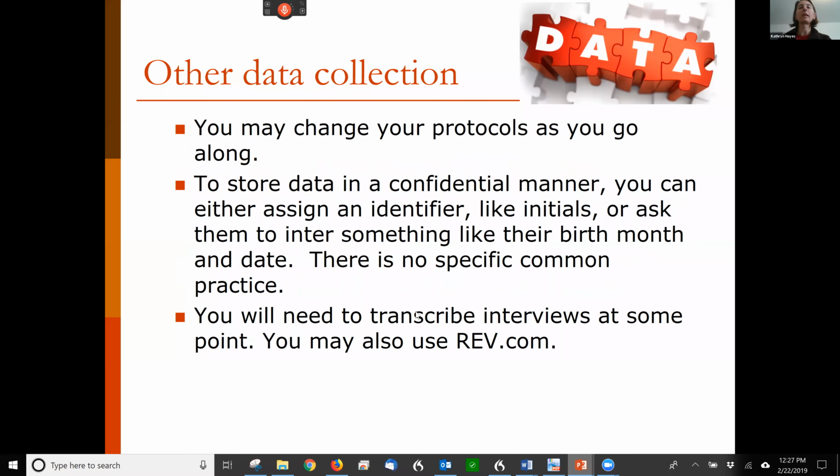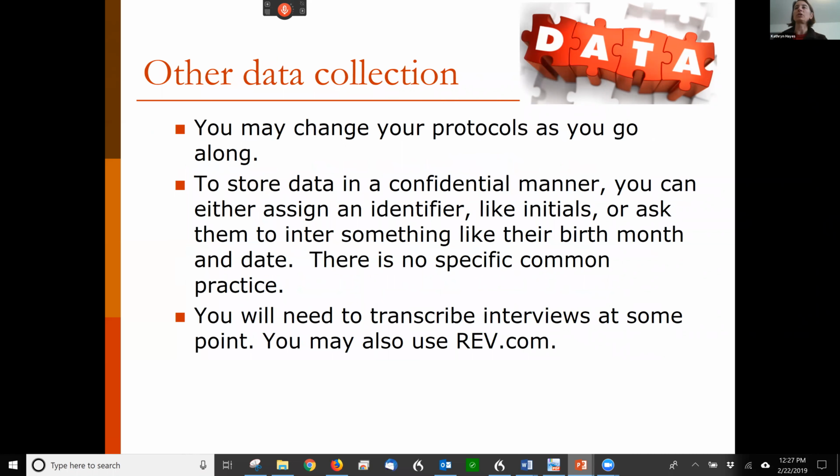I mentioned this before, but you also may change your protocol as you go along. This is a pilot study, and one of the big reasons for a pilot study is to actually revise your data collection protocol so that they are in really good shape for your dissertation.